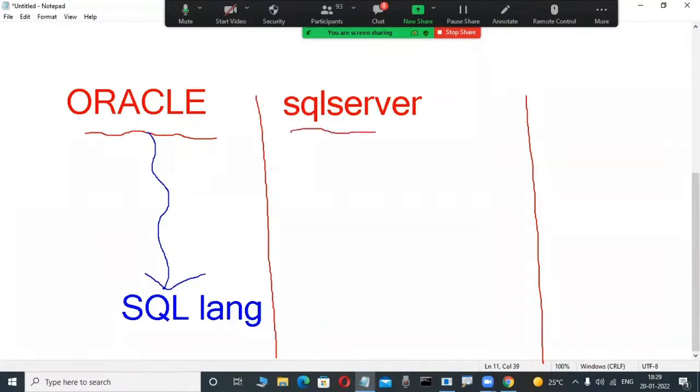Some employees in my company are working with the SQL Server product. That is also a database product, the same as Oracle, but to operate SQL Server they use only one language. What is that language? SQL is a language. Observe here, SQL is a language.